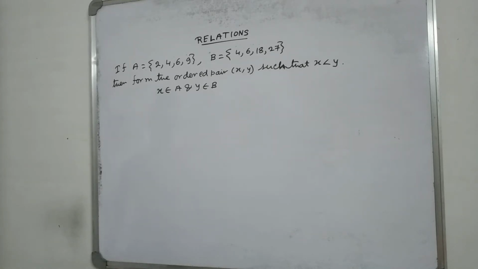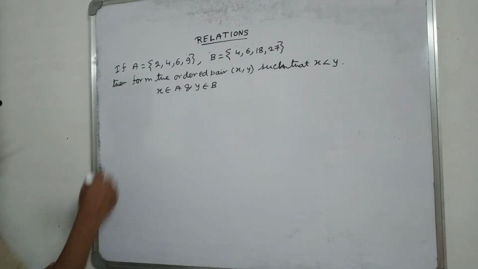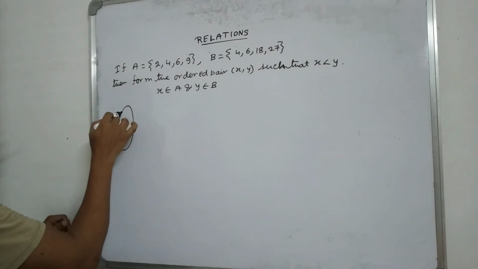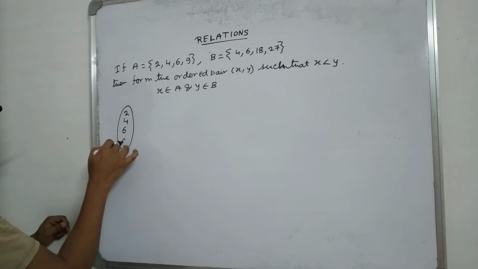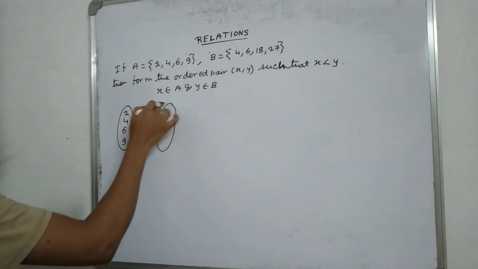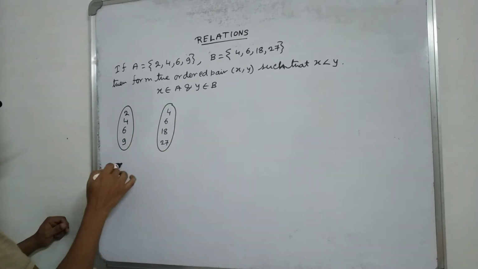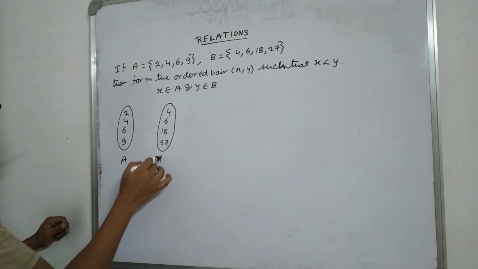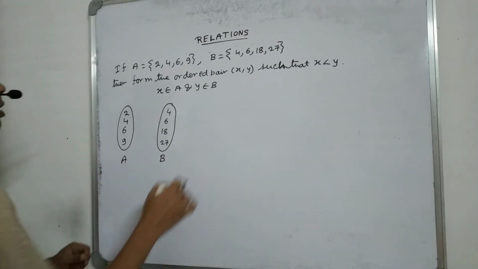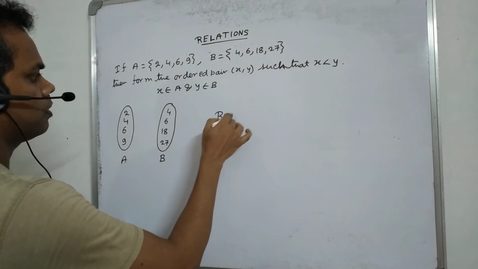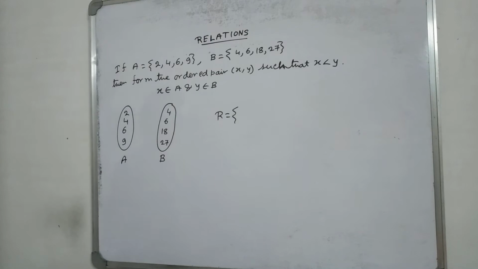If A equals 2, 4, 6, 9 and B equals 4, 6, 18, 27, form ordered pairs x comma y such that x is less than y, and x belongs to A and y belongs to B. That means A is the domain and B is the range. R is the required ordered pair where x is less than y.